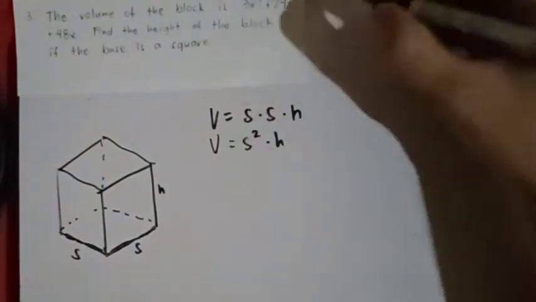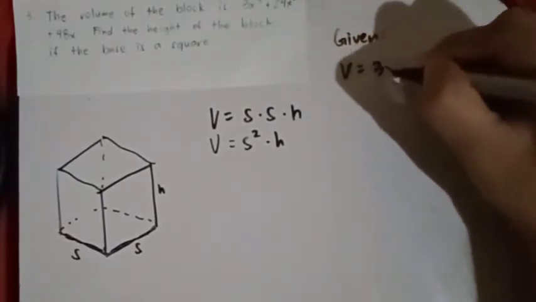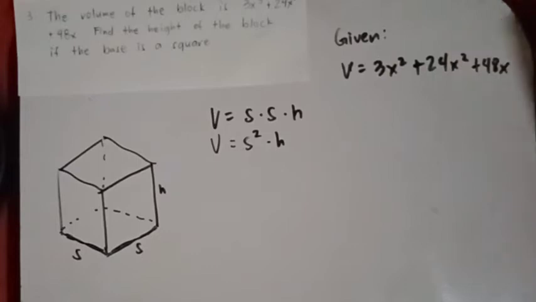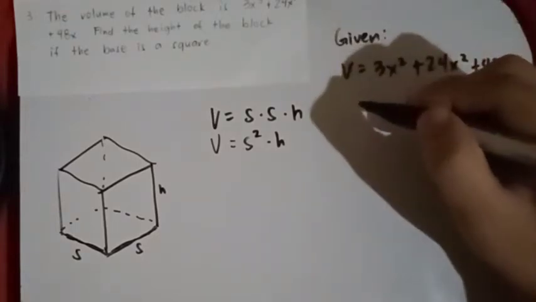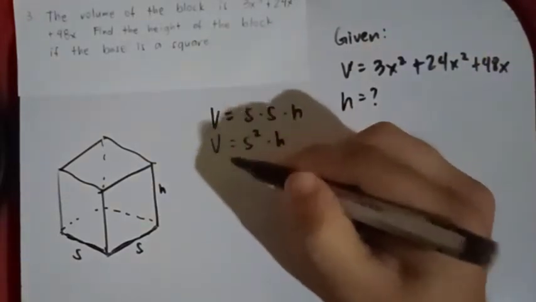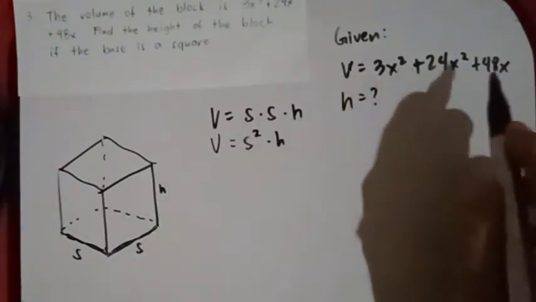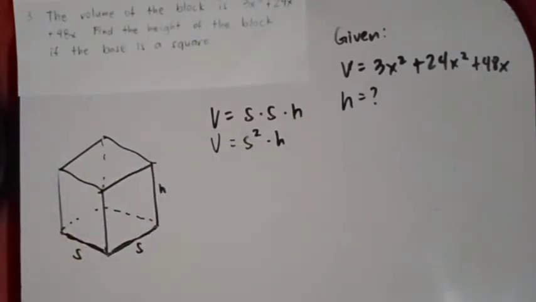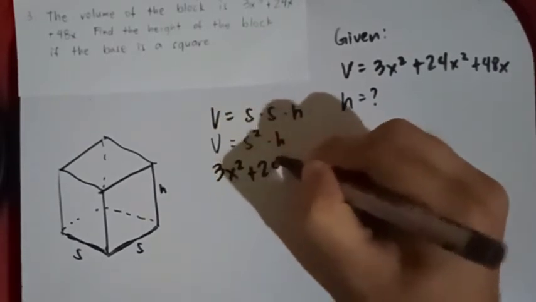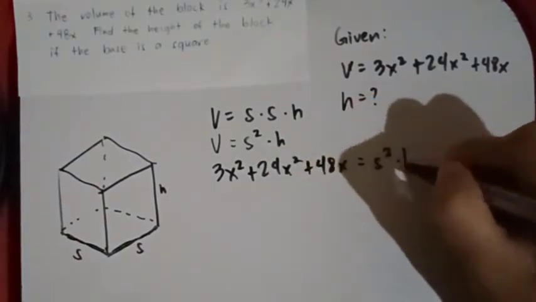Okay, so sige, given muna tayo. Yung given natin is yung volume niya ay 3x cubed plus 24x squared plus 48x. Tapos ang hinahanap dyan is yung height. Okay? Ayan. So yung V, palitan natin ng ito. Okay? 3x cubed plus 24x squared plus 48x equals s squared times h.